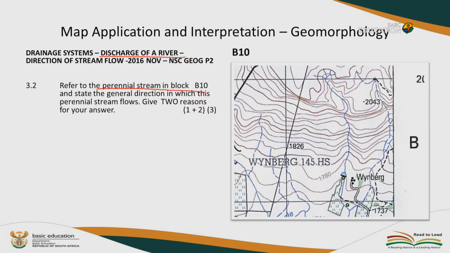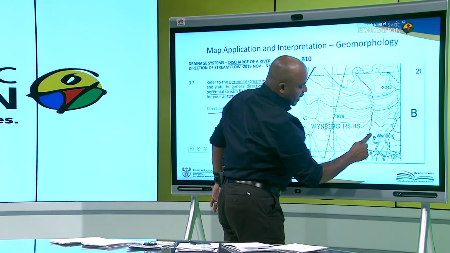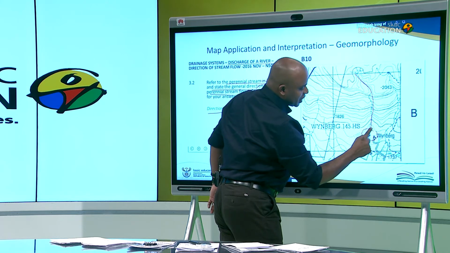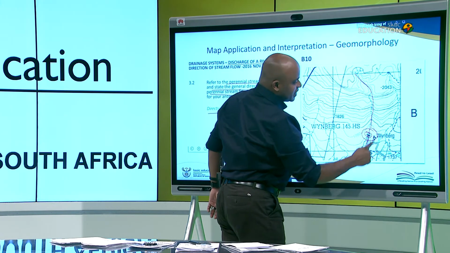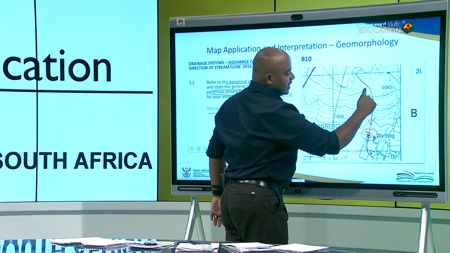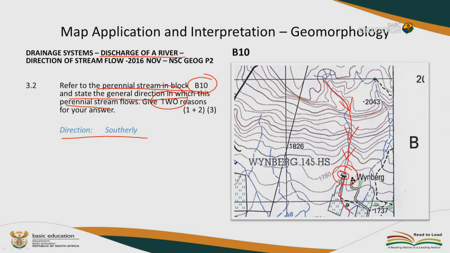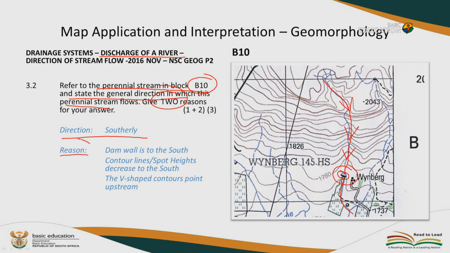Refer to the perennial stream in block B10 and state the direction in which this perennial stream flows. Give 2 reasons for your answer. Immediately in block B10, here's an extract, and what we'll be looking at is southerly. Note the following. In this particular example, there's your river flowing. Note the direction in which the dam wall is found, and therefore it flows out of the dam, making it a southerly direction river. The next question is the reason for your answer.